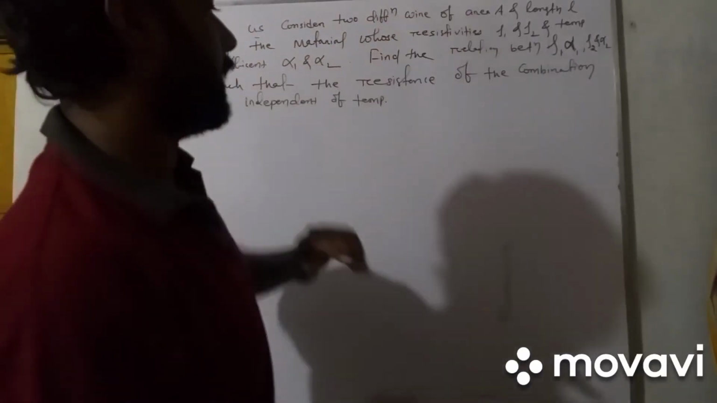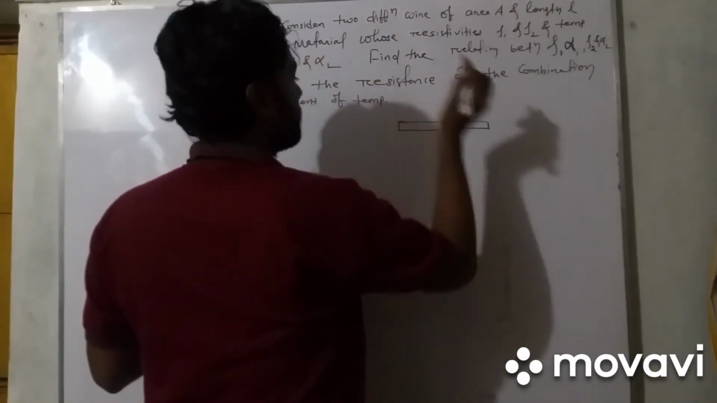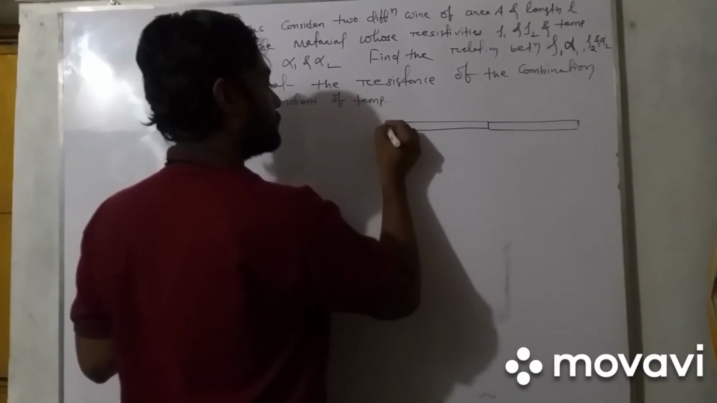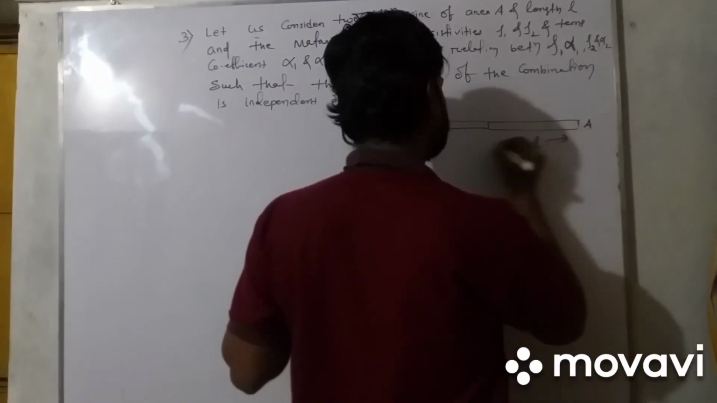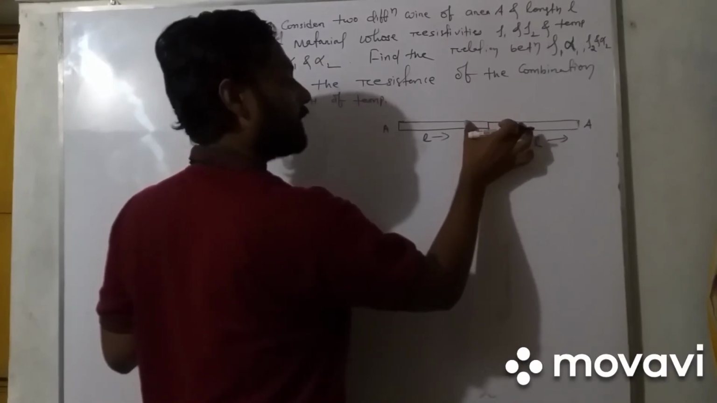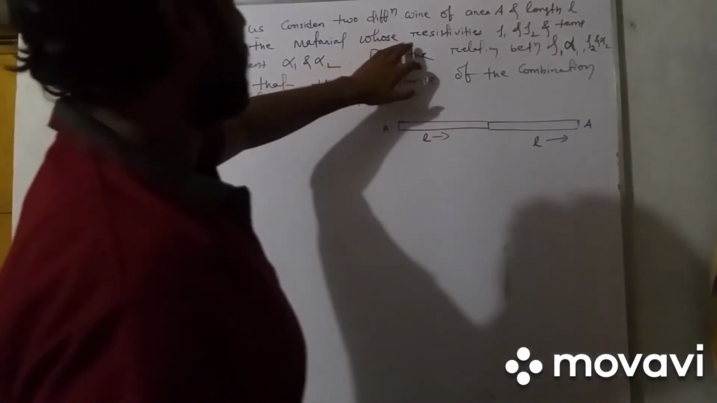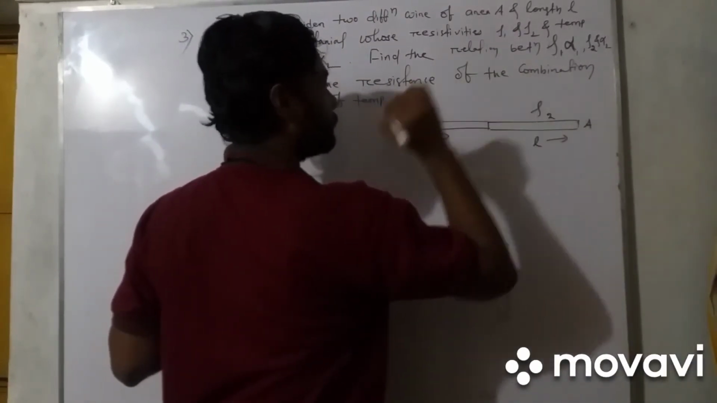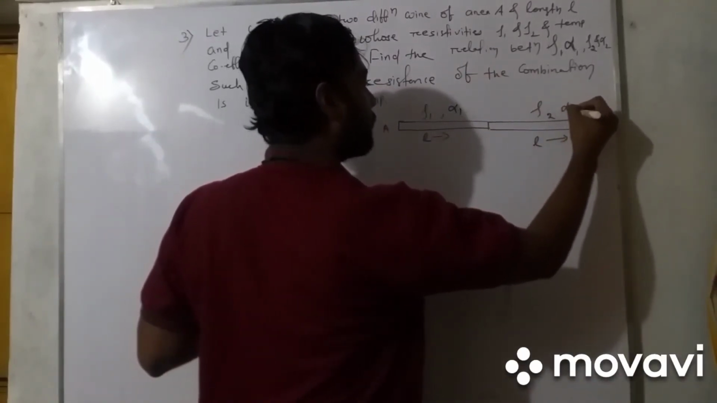Let us consider two different wires. Suppose this is wire number 1 and another wire, wire number 2, whose area is A and length L, and that wire also has area A and length L. These are the two different wires whose resistivities are ρ1 and ρ2, and temperature coefficients are alpha 1 and alpha 2.